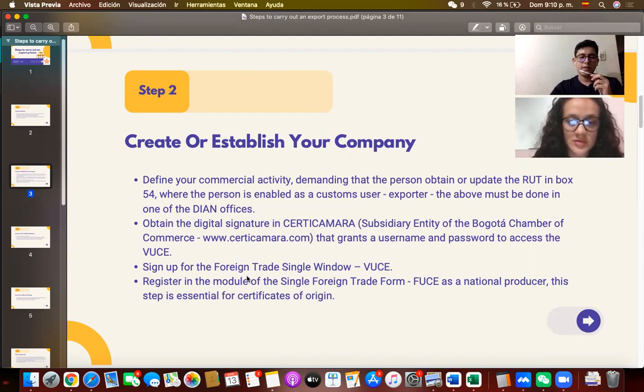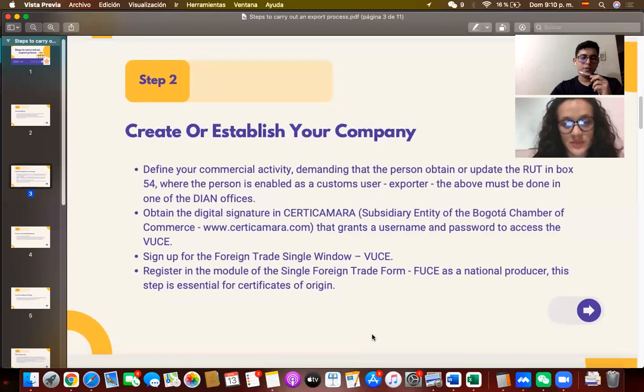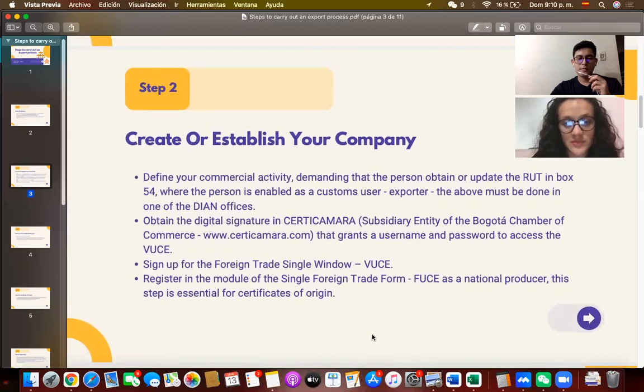subsidiary entity of the Bogota Chamber of Commerce, at www.certicamara.com, which is the web page, and that grants a username and password to access the VUCE, which is very important. In the third part, we have to sign up for the foreign trade single window, which is the same VUCE. And in the last part, we have to register in the model of the single foreign trade form, which is FUCE. As a national producer, this step is essential for certificates of origin.